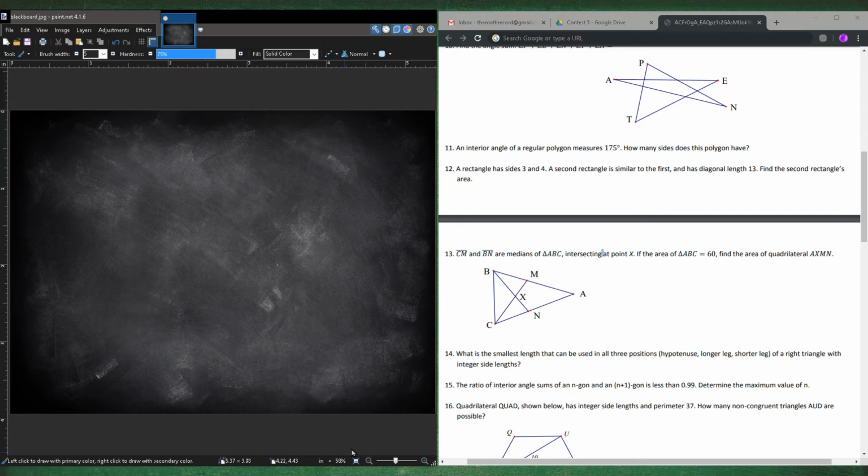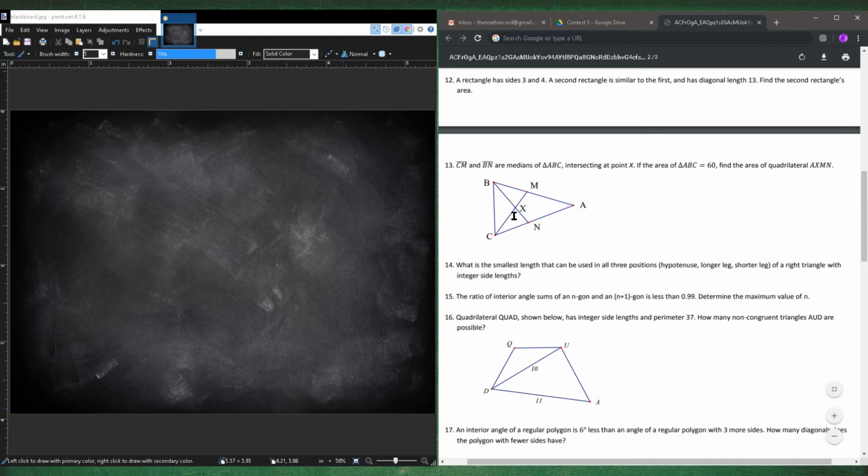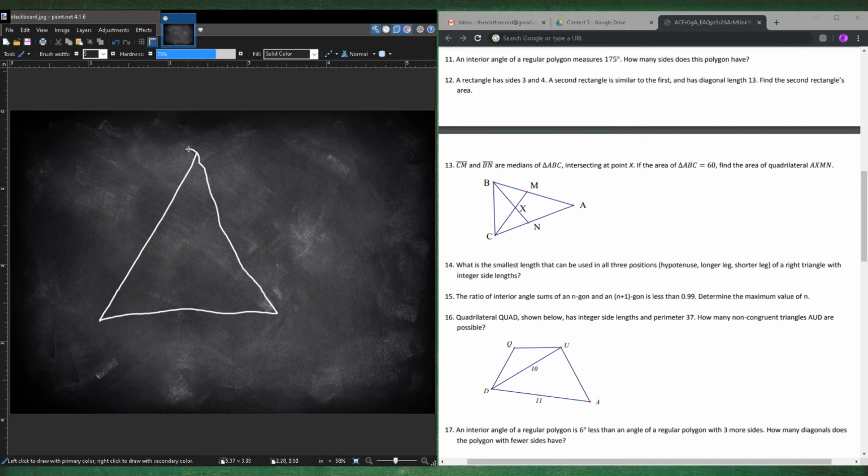Number 13. Lines CM and BN are medians. So BM is equal to MA and CN is equal to NA, intersecting at X. If the area of ABC, the entire thing, is 60, find the area of the quadrilateral, basically. So we're going to draw a triangle and then kind of rotate it to this side.